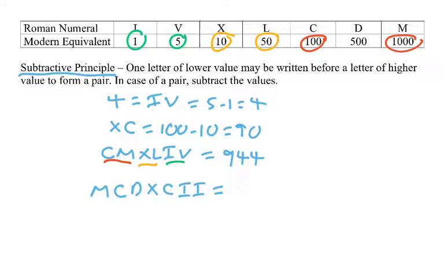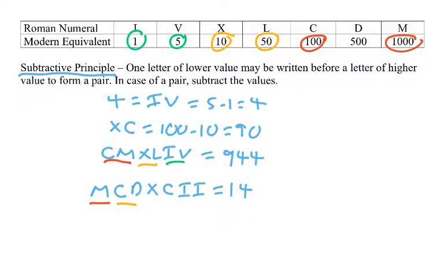Okay, I'm back. Let's see if we come up with the same answer. So first of all, if you look at the M and the C, this is going to be additive. You do have here a smaller value after a larger value, so that's not a subtractive pair. The M is going to just simply stand by itself, representing 1,000. But then you do have a subtractive pair. You've got the C in front of the D. That's 100 less than 500. So I so far have 1,400.